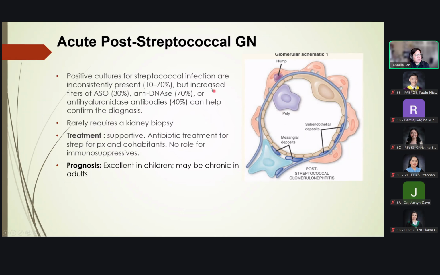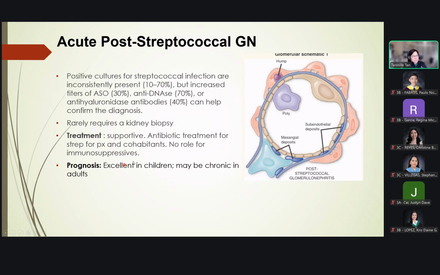But the patients typically will have increased titers of ASO, around 30%, anti-DNase, 70%, or your anti-hyaluronidase antibodies, 40%, that will help confirm the diagnosis. It rarely requires a kidney biopsy, so usually the diagnosis is based on the medical history and presentation of the patient. So treatment is often just supportive, and then you'll give antibiotic treatment for the strep for patients and their cohabitants if it's not yet been given. However, there's usually no role for any immunosuppressive therapy.